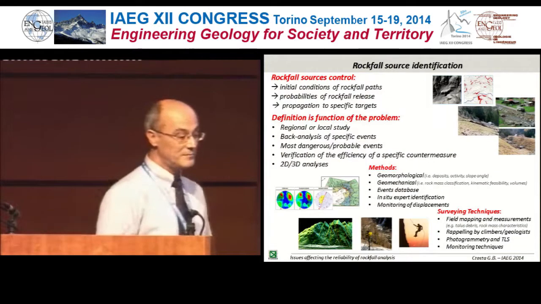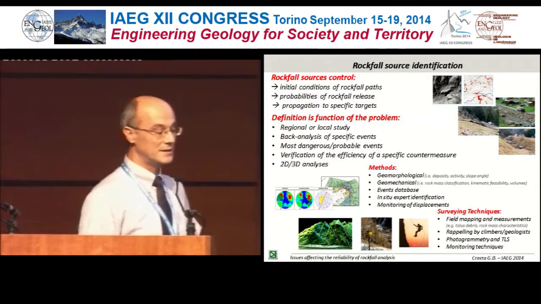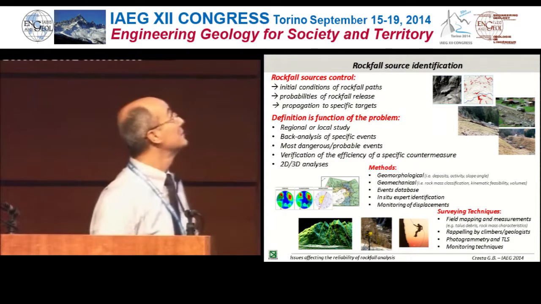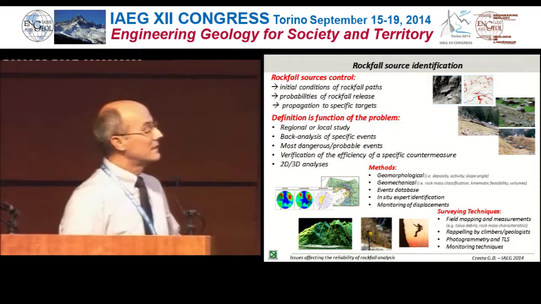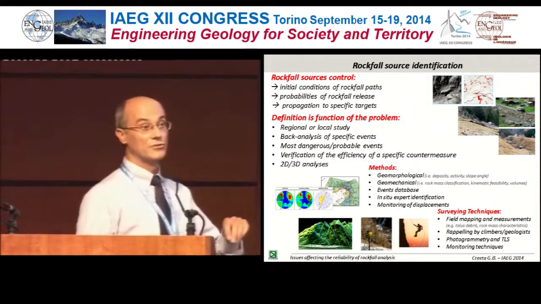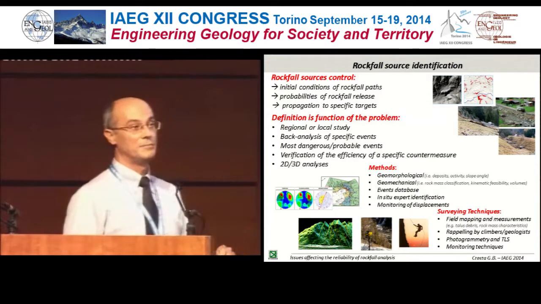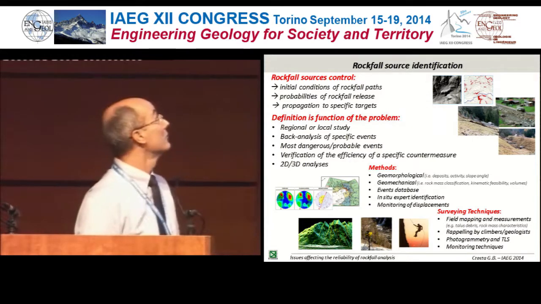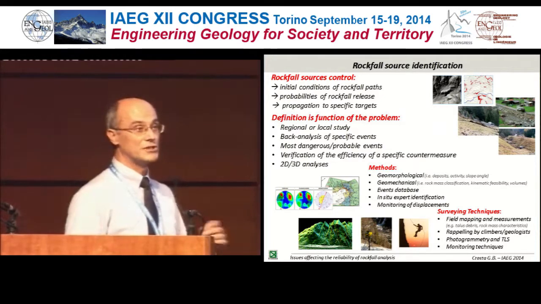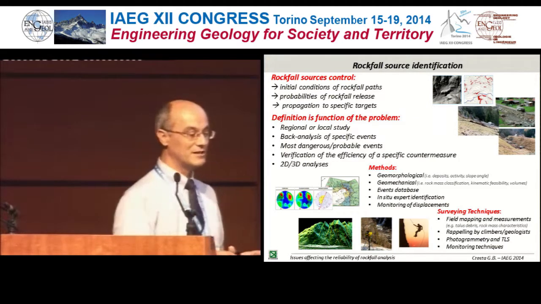So one of the controlling factors is the source position along the slopes, because they can control the initial condition along the path, they can control the path, and they can control also the final reaching point by the rockfalls. At the same time, the definition of the rockfall sources is changing according to the aim of the study and the availability of data and the final result that we want to obtain.